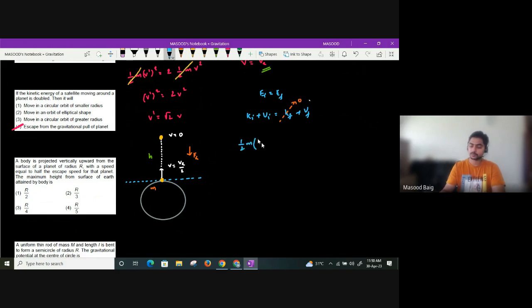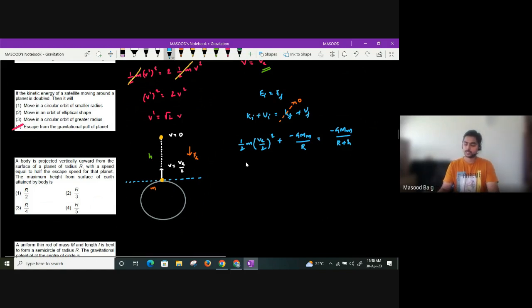Initially, what is the kinetic energy? Half m into VE divided by 2, whole square. What is the initial potential energy? Initially, it is on the surface, guys. So I'll write minus G capital M small m divided by R. Finally, minus G capital M small m divided by how much, beta? It is at a certain height h above the surface. It is R plus h. Now, please tell me, what will I get this as? I will get it as 1 by 8 m into VE square minus G capital M small m divided by R, should be equal to minus G capital M small m divided by R plus h.